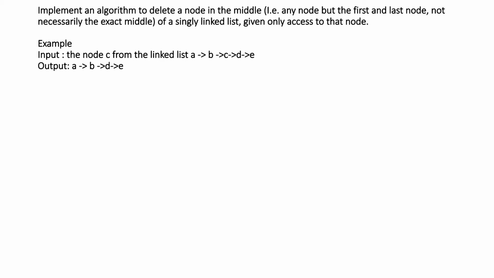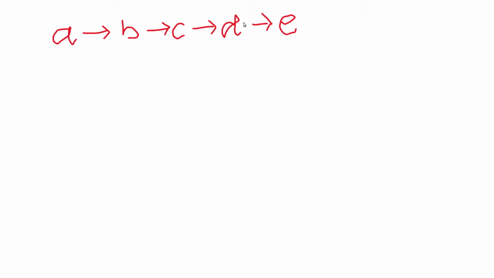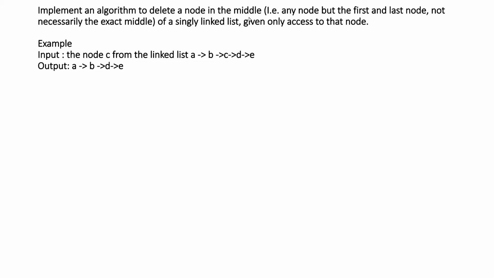This is how the problem statement looks. It says: implement an algorithm to delete a node in the middle, that is any node apart from the first and last node, and not necessarily the exact middle, of a singly linked list. The main condition we have to pay attention to is that the linked list would not be given, so we would have access only to that specific node.